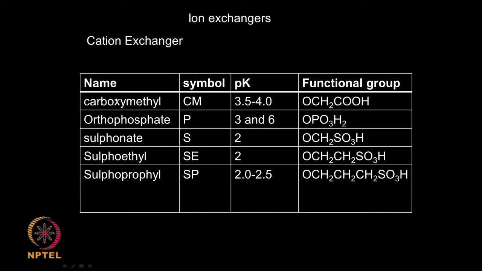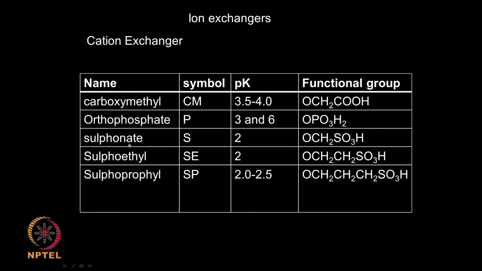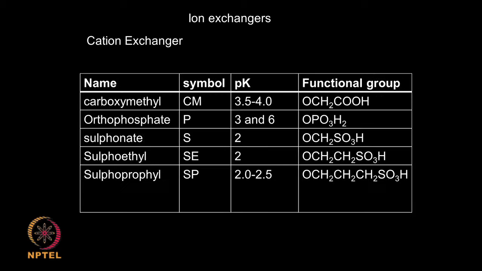So, cation exchangers will have carboxymethyl, as you can see, or orthophosphate, sulfonate, sulfoethyl, sulfopropyl and so on. So, these are the functional groups there. Here it gives you the pK values also, very acidic. Now, let us look at the anion exchange. We have diethyl aminoethyl, so it will have plus, all these will have trimethyl hydroxypropyl, quaternary ammonioethyl, triethyl aminoethyl. So, pK values will be in the basic region 9, 9.5, polyethylene amine and so on actually. So, these are anion exchange, whereas cation exchange, as I said, is carboxymethyl or sulfonate, sulfoethyl, sulfopropyl and so on actually.